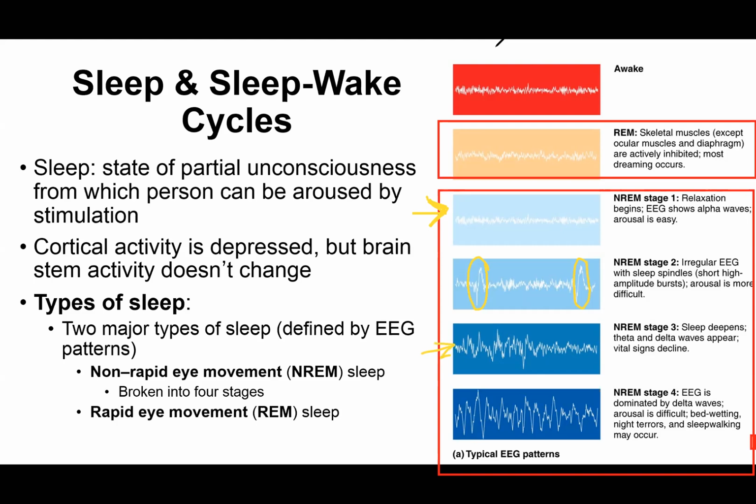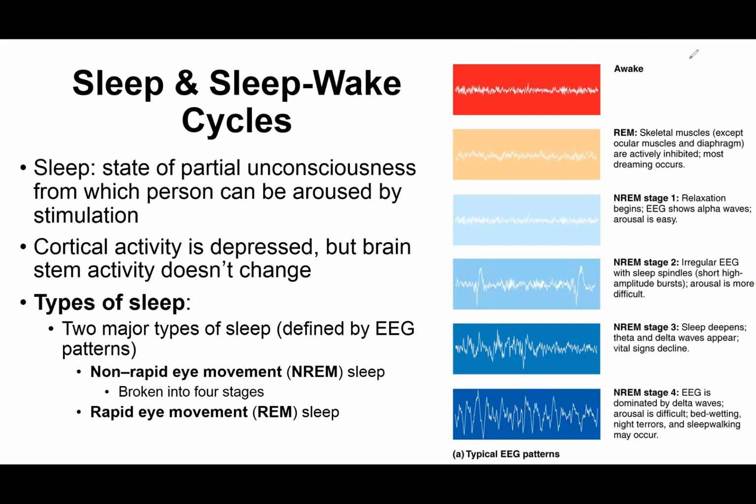And then finally in stage 4, the EEG is going to be dominated by these delta waves. All of these are delta waves. Arousal in NREM stage 4 is going to be very, very difficult and will be associated with things like bedwetting and night terrors and sleepwalking. All of these things are associated with stage 4 NREM sleep.